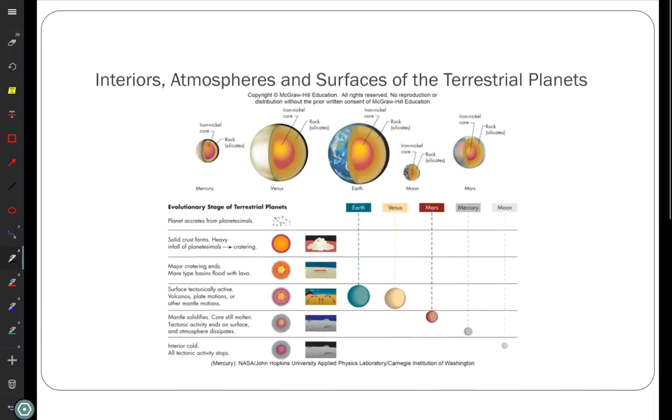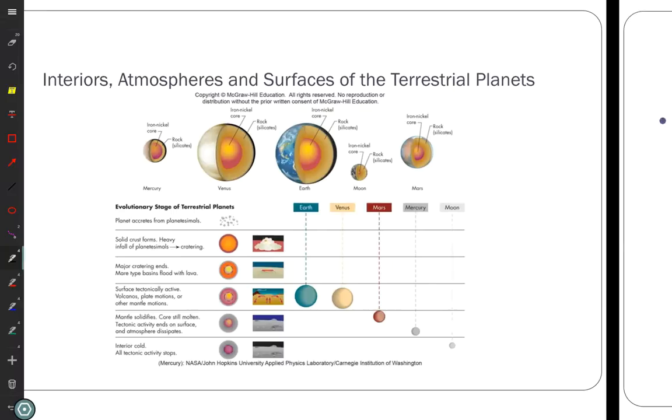That's the plural for process? Excuse me? That's the plural for process? That's processes? What? The plural for process? Yes, it's processes. I don't know what the process is.